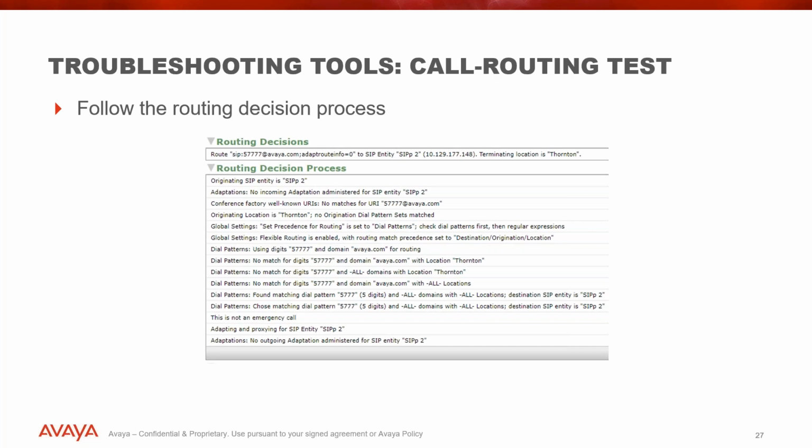Adaptations. So the first thing that happens when the invite comes into Session Manager is it tries to do incoming adaptation. In this case, there's no incoming adaptation administered, but you would see the effect of the adaptation in this routing decision process. And then it goes on through the dial patterns, all the different combinations of dial patterns it tried. It tells you which one it found that matched, and on and on like that. So I find that very useful for troubleshooting misadministration without actually having to place calls.